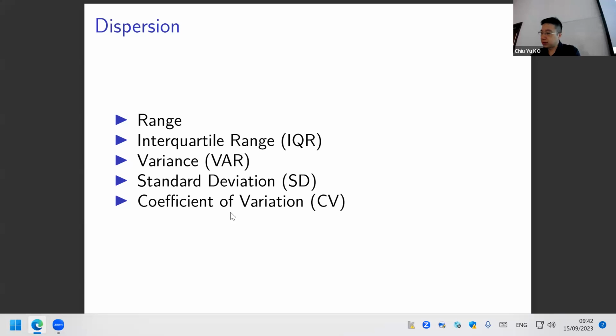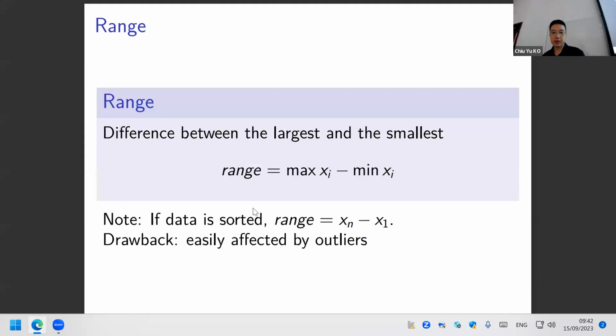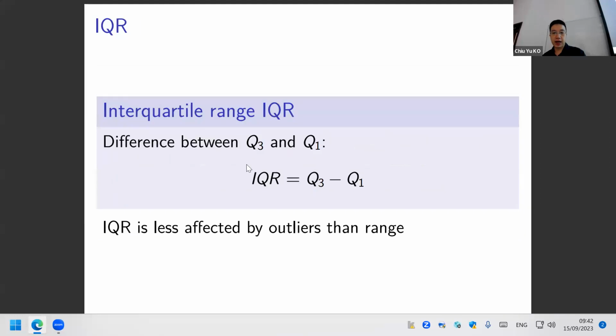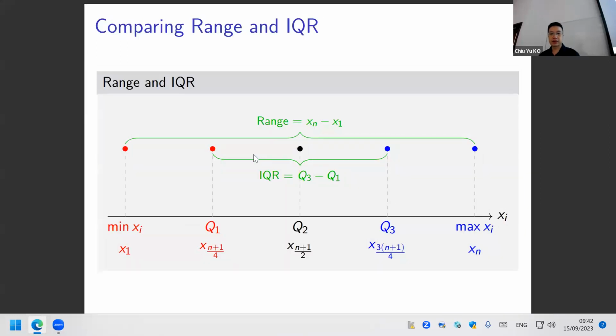Or the spread, sometimes they call it, right? And range is the one that is just the max minus the min, right? That's the definition. And what is the IQR? It's best understood from this diagram.